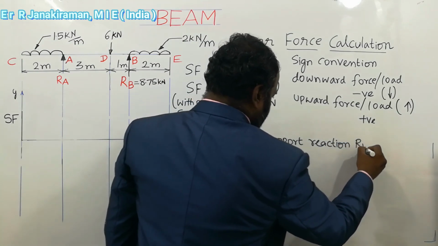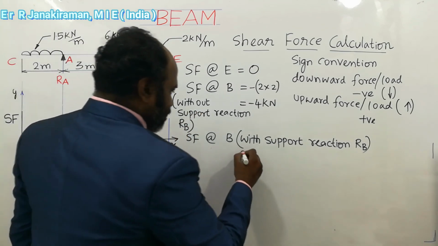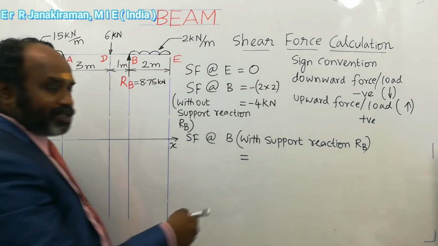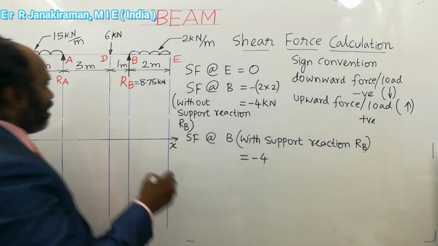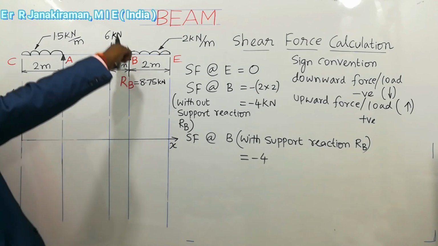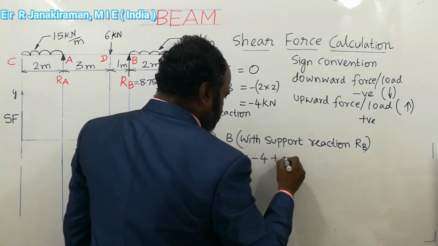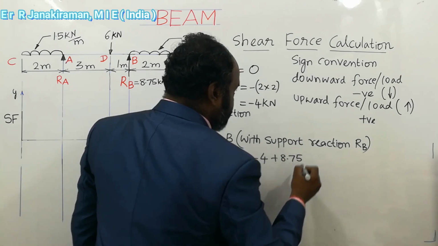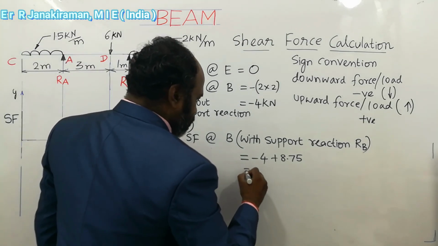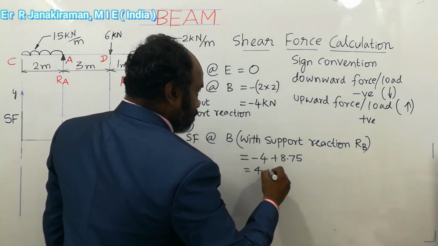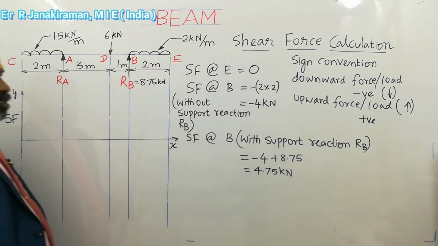With the support reaction, that is RB. So previous value and now there is minus 4. So it's a cumulative sum of forces. So minus 4 minus 4. RB value is 8.75. It's the upward force. Upward force we consider as positive based on this sign convention. So plus 8.75. Okay, so that is equal to 4.75 kilonewton. So every time you put the unit, understand.